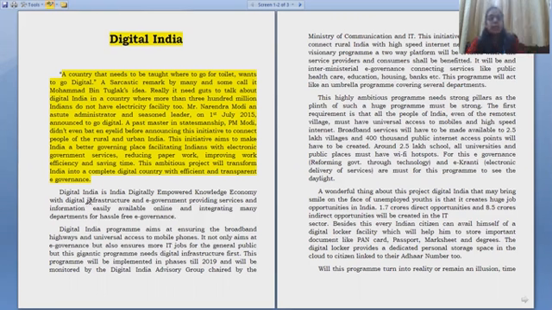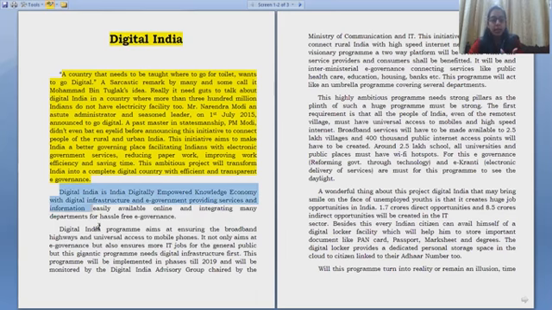Okay. Digital India is India digitally empowered knowledge economy with digital infrastructure and e-government, providing services and information easily available online and integrating many departments for hassle-free e-governance. Of course, that's what Digital India is. The government wants to make things hassle-free and at the same time connect people through the network of internet. Digital India program aims at ensuring, now you have to tell the aim.